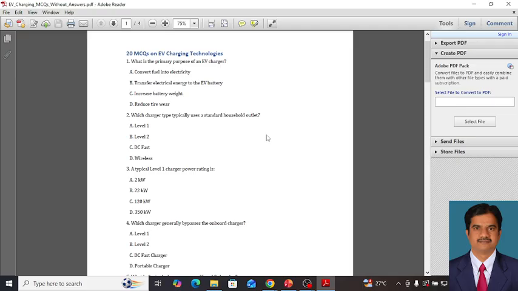What is the primary purpose of an EV charger? Convert fuel into electricity, transfer electrical energy to the EV battery, increase battery weight, reduce tire wear. Second question, which charger type typically uses a standard household outlet? Level 1, level 2, DC fast and wireless. Third question, a typical level 1 charger power rating is 2 kilowatt, 22 kilowatt, 120 kilowatt, 350 kilowatt. Fourth question, which charger generally bypasses the onboard charger? Level 1, level 2, DC fast charger and portable charger.